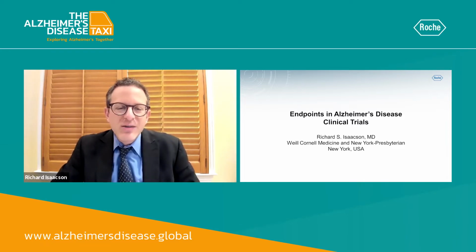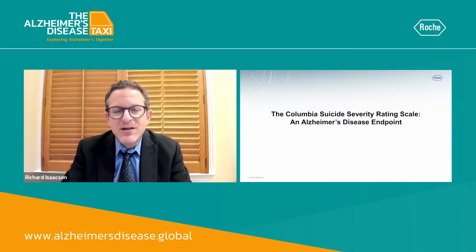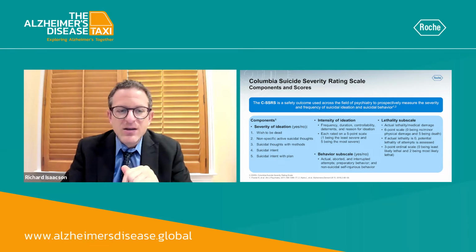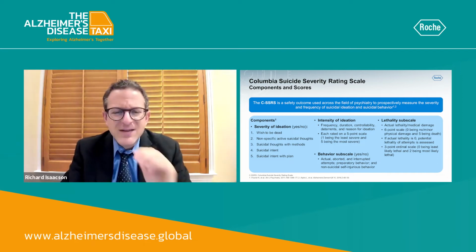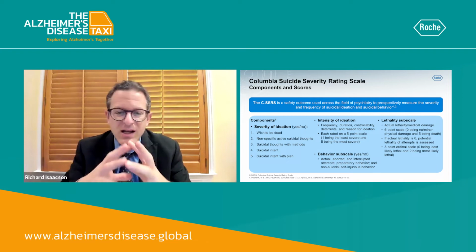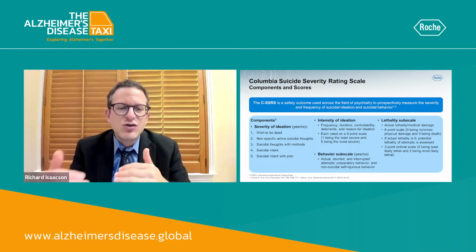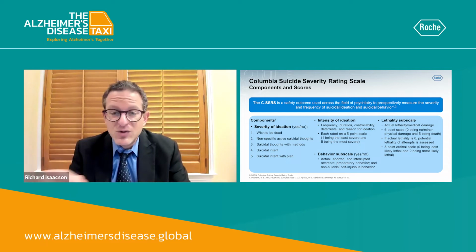Today, we're going to be talking about endpoints in Alzheimer's disease clinical trials. Let's talk about the Columbia Suicide Severity Rating Scale. The C-SSRS, or Columbia Suicide Severity Rating Scale, is a very commonly used safety outcome that's used across the fields of both neurology and psychiatry to prospectively measure the severity and frequency of suicidal ideation and suicidal behavior.